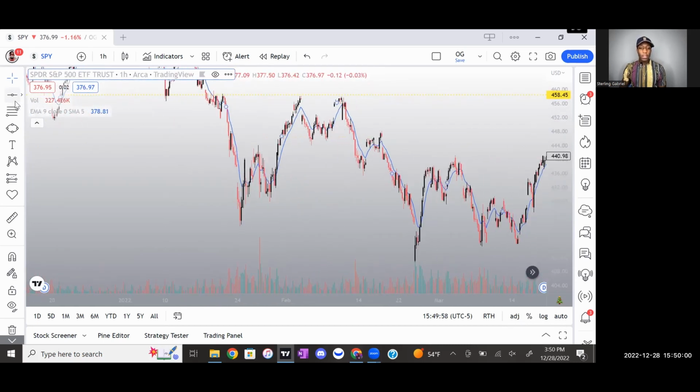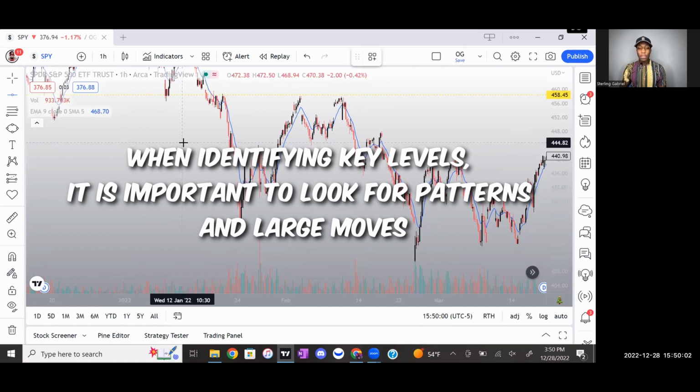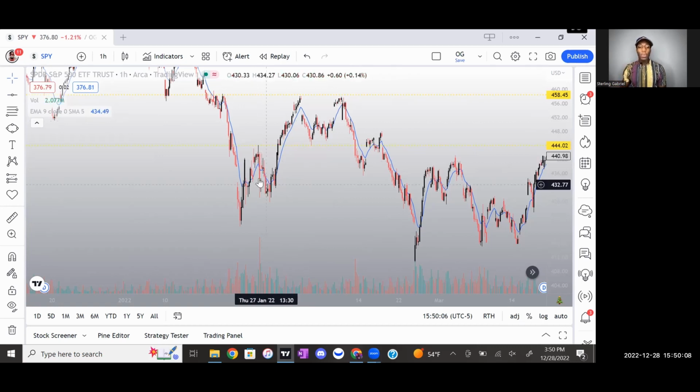Now, identifying another key level, typically identifying key levels, you also want to make sure you look at patterns, right? So this to me is a level. Why? We have a strong rejection right here. Price wicked up here, had a strong move down. Price came over here, broke and retested it with this candle, right?